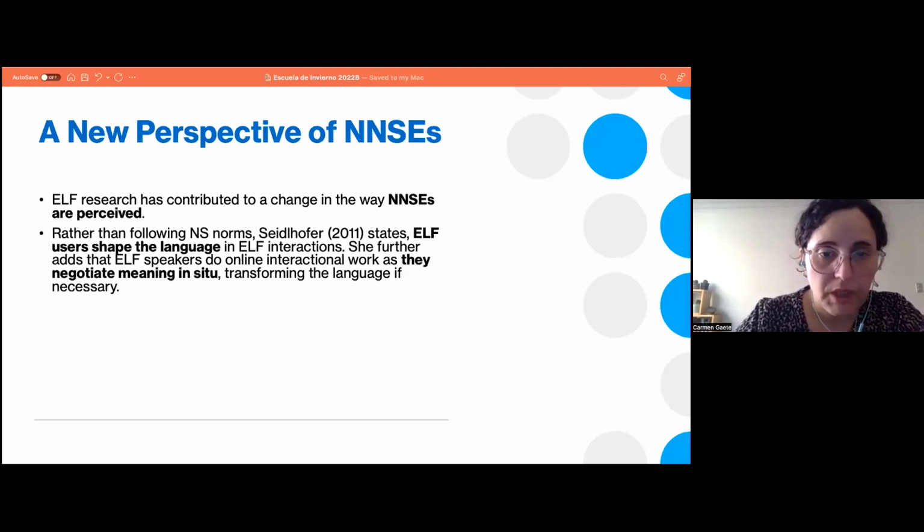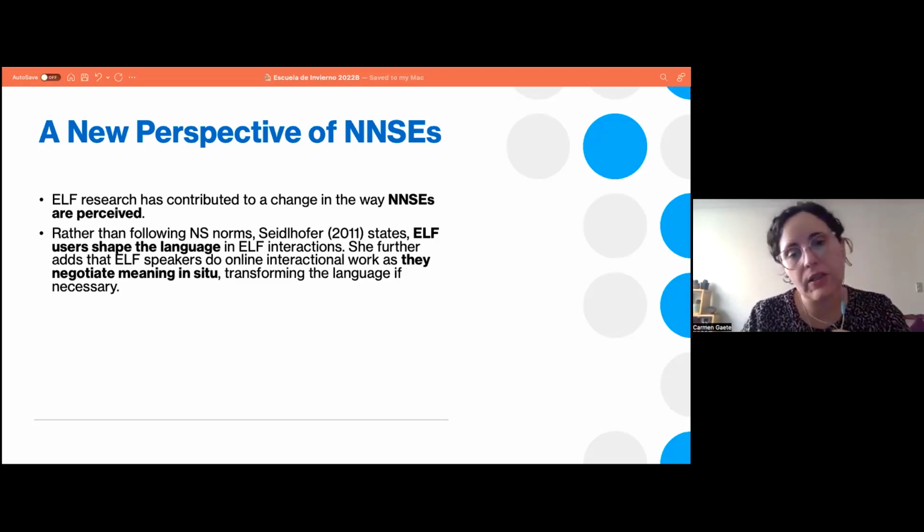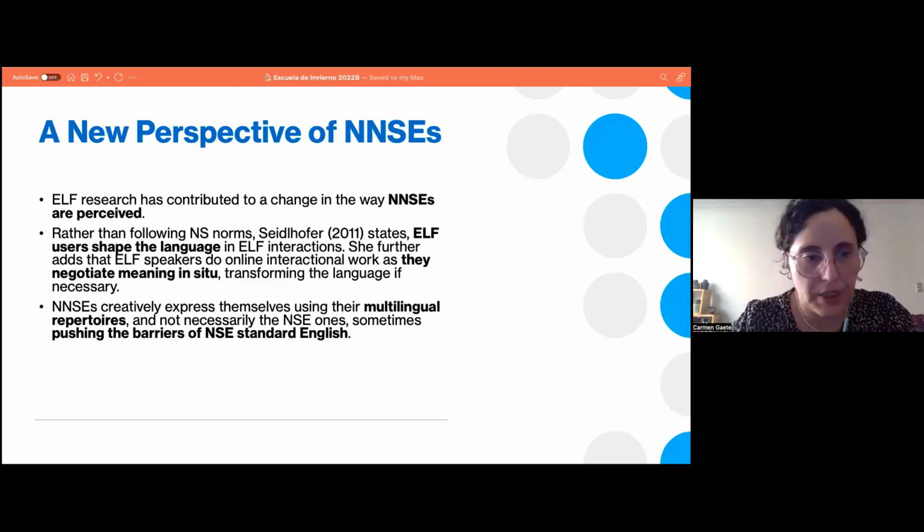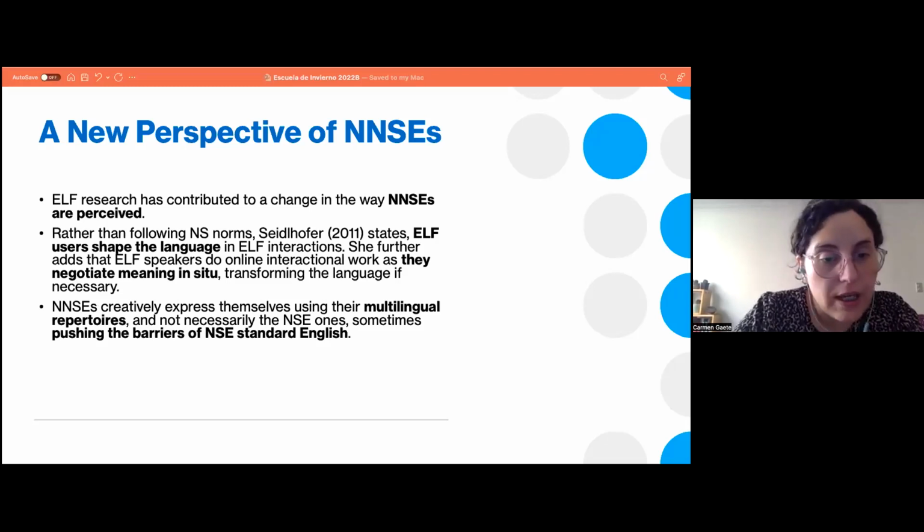So what happens usually in any given interaction between non-native speakers is that the speakers negotiate meaning, and sometimes they have to change the language in order to do so. Speakers express themselves using their multilingual repertoires and not necessarily their native speaker ones.